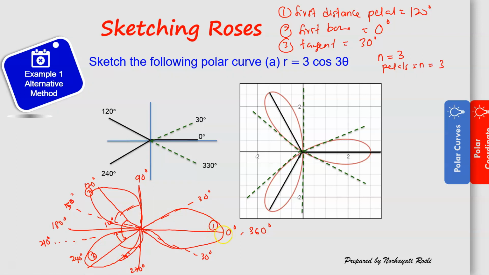So here we start with 0 degree, and from this 0 degree you will have another one which is 120 degree. From this 120 degree you will have another bond which is 240 degree. And to plot this pattern, you need to know the tangent line. So the tangent line for every 30 degree of angle starting with this bond will give you the tangent line, and your pattern will touch this tangent line.